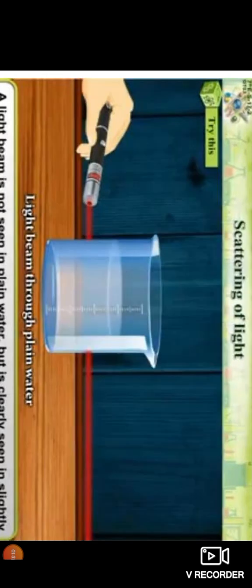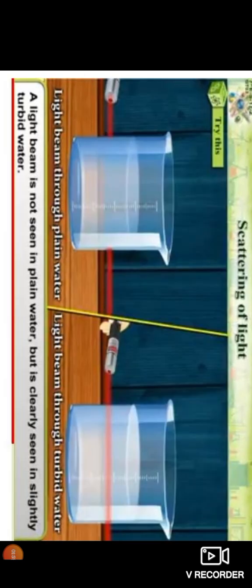What happened when I passed the laser beam through plain water, and what happened when I passed it through turbid water? Turbid means when I added drops of milk, the water becomes turbid, and when I passed a beam of light through turbid water, it is clearly seen as compared to the plain water.